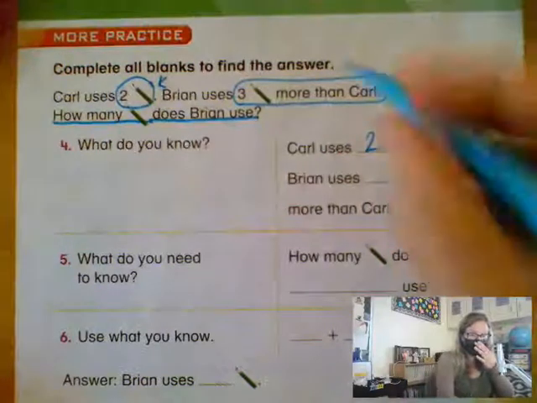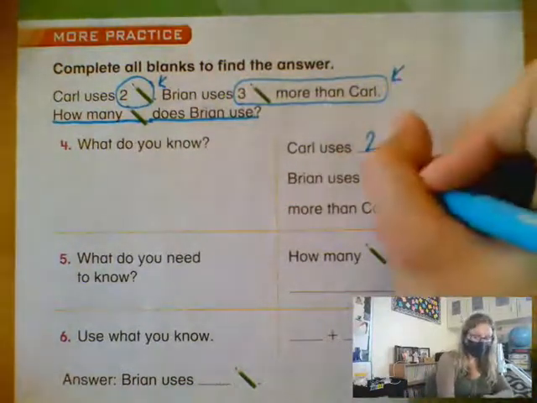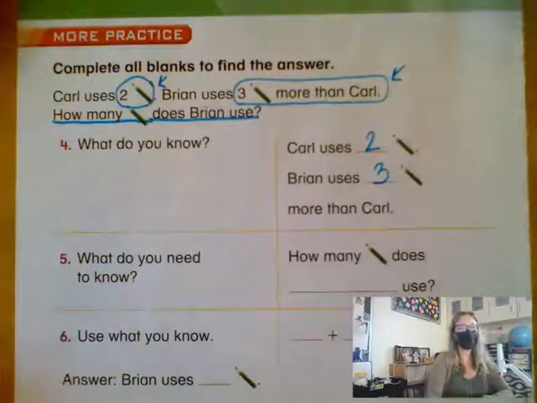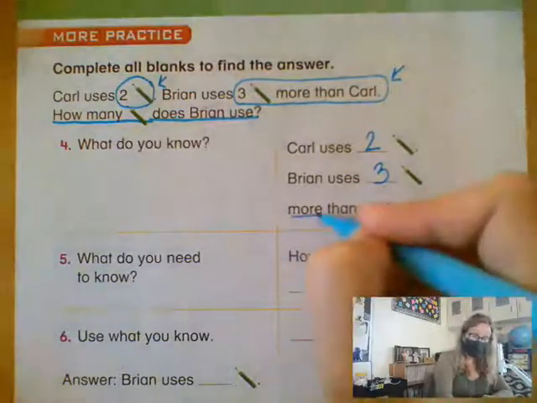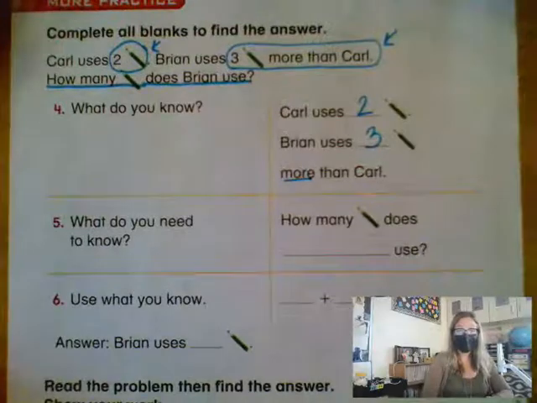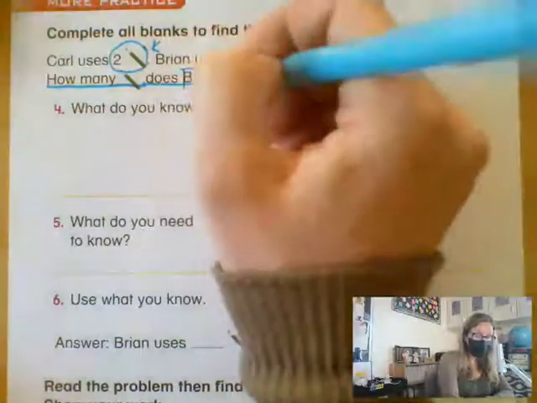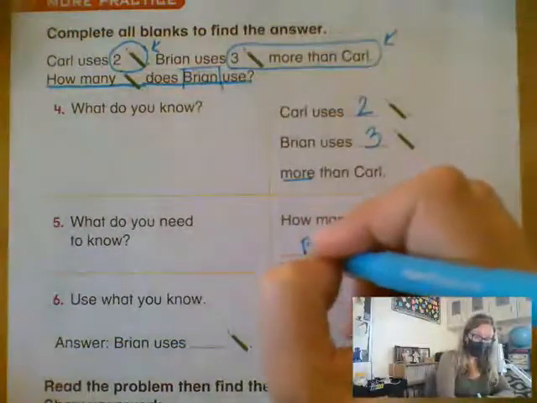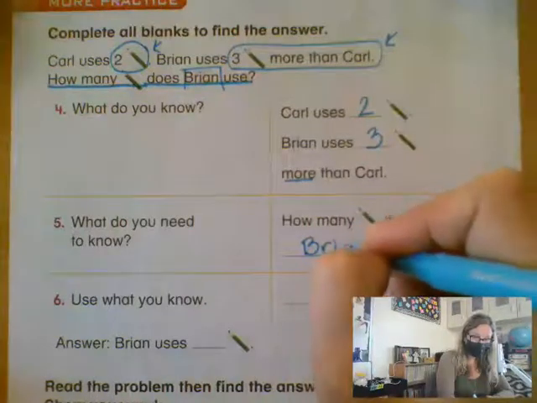We know that Brian uses 3 more than Carl. So put your 3 there. He doesn't use 3. He uses 3 more than Carl. What do we need to know? We need to know how many Brian uses. So on this line, you'll write Brian. That's what we're trying to figure out.